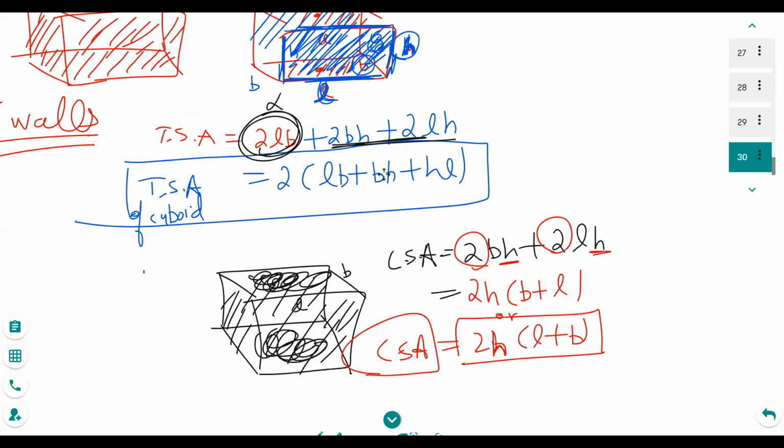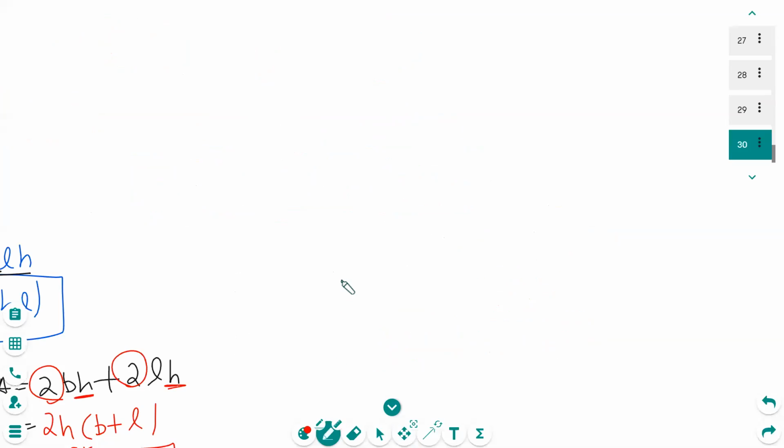Okay, so the formula for total surface area is 2(lb plus bh plus hl), and for the curved surface area it's 2h(l plus b). Now let's come to the cube, because I will be dealing with the cube as well in this exercise. The first exercise is only about cuboid and cube, and only about surface areas. So we are moving like this only. Let's go to the cube.